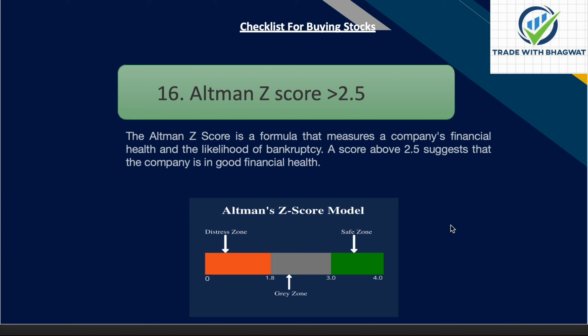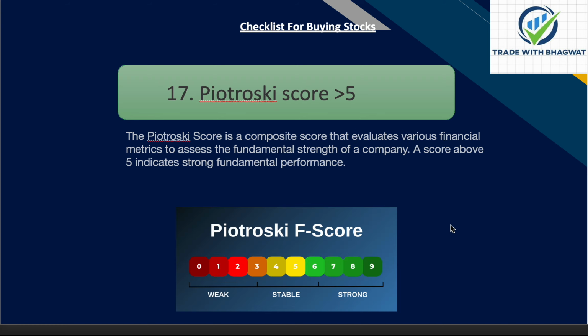But then why am I suggesting to use 2.5 or above? Because it's very rare to find companies with 3 and above. So my mentor suggests we negotiate a little bit with the formula, because this formula is quite complex and uses multiple things to calculate.